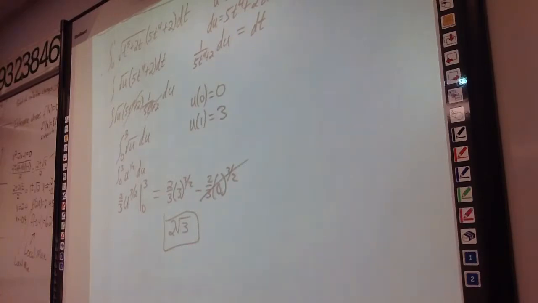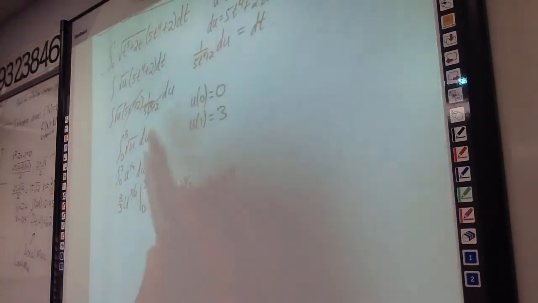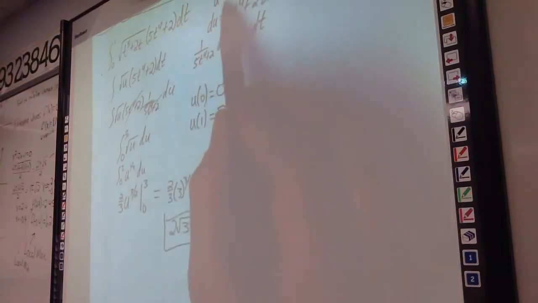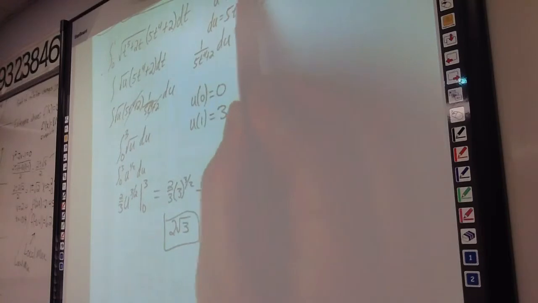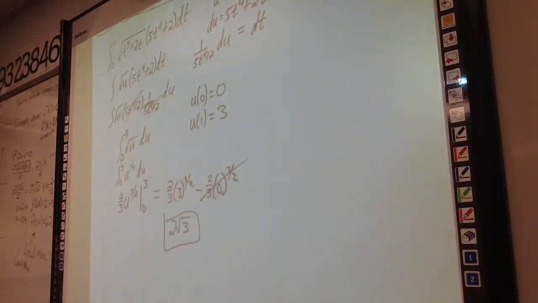So if you didn't change the numbers, you'd have to plug it back in. It'd still work. Yeah, I never even thought of doing that. You could take the 2/3 u to the 3/2 and do 2/3 times t, plug this back in for u, and then use your original numbers. It's just more work.